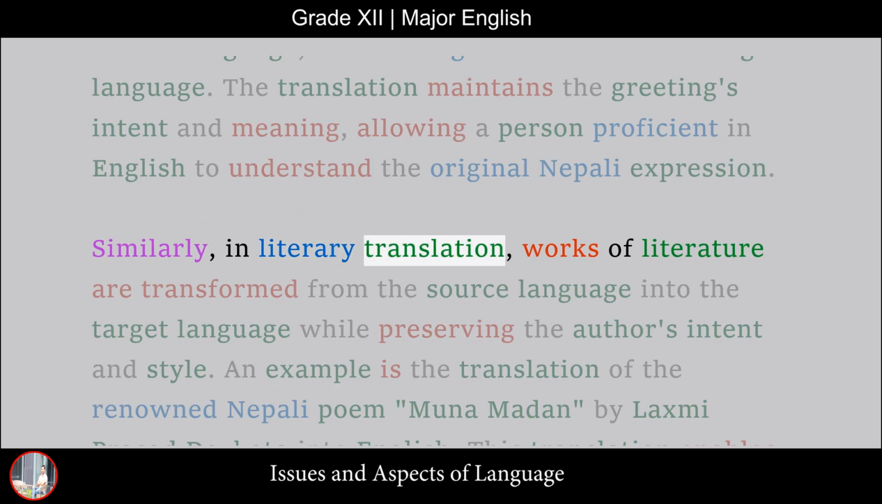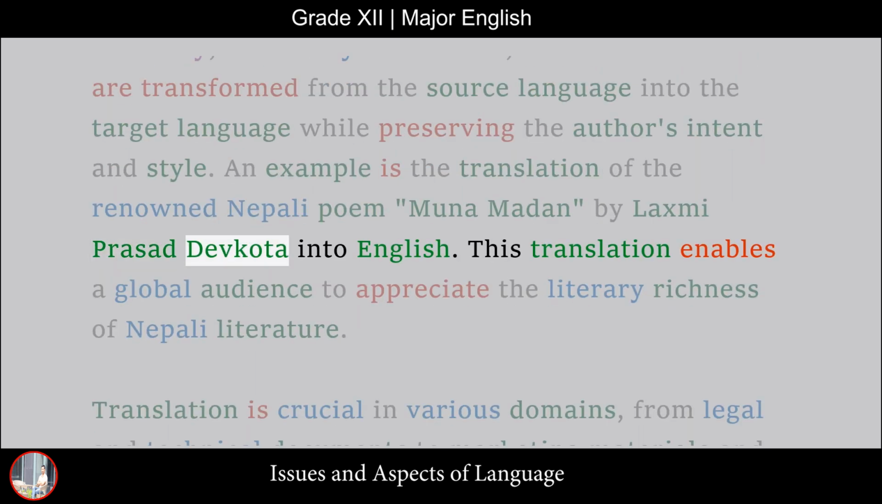Similarly, in literary translation, works of literature are transformed from the source language into the target language while preserving the author's intent and style. An example is the translation of the renowned Nepali poem Munamadan by Laxmi Prasad Devkota into English. This translation enables a global audience to appreciate the literary richness of Nepali literature.